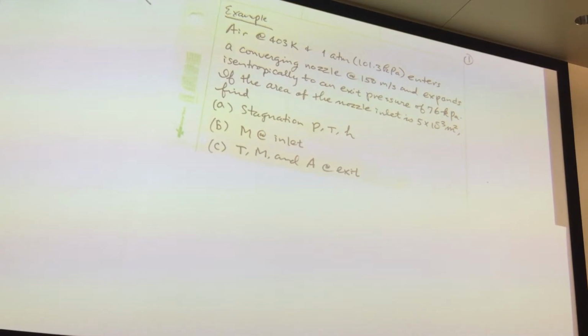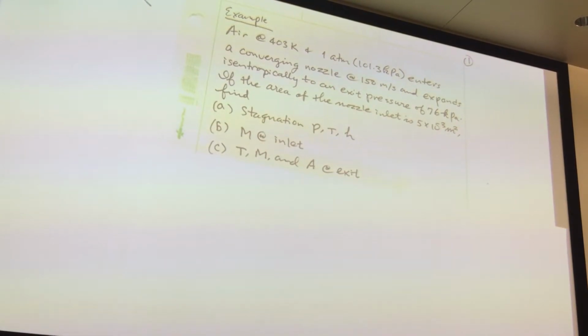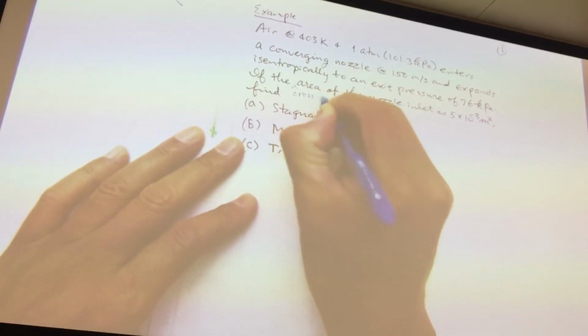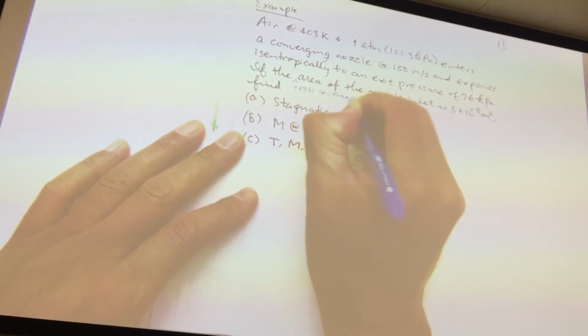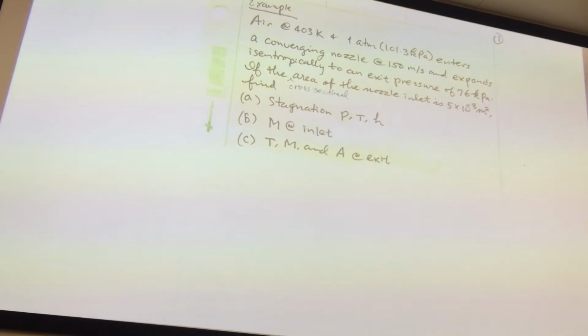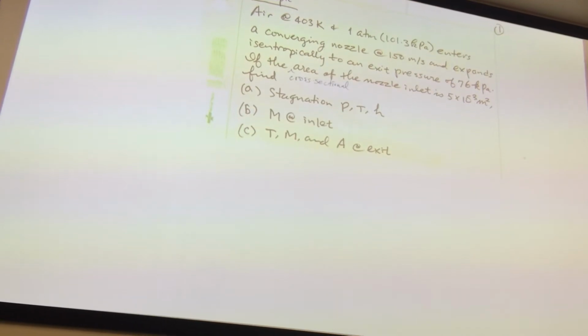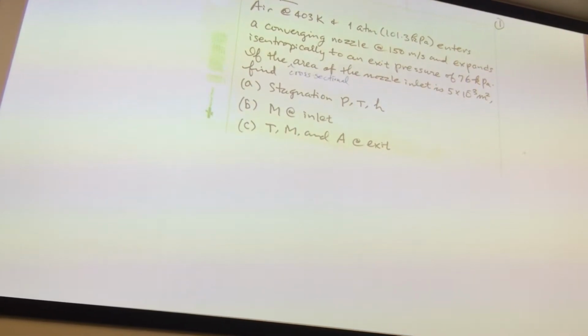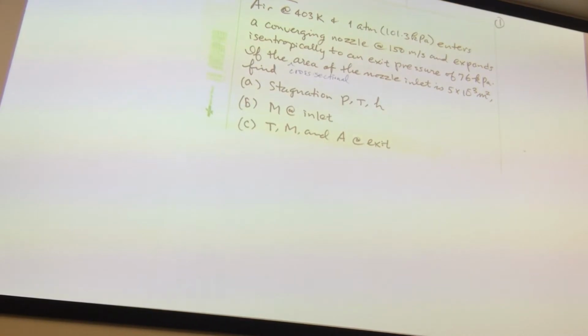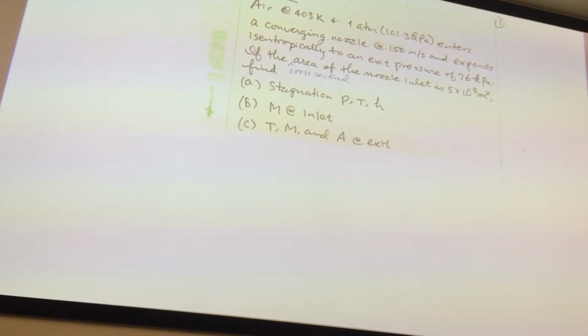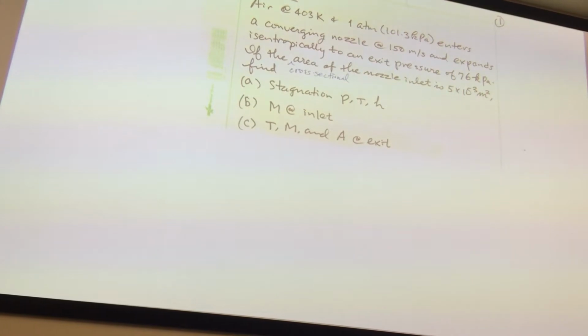If the cross-sectional area of the nozzle inlet is 5 times 10 to the power minus 3 meters squared. It's about 50 centimeters squared, right? Because you can convert it. So 50 centimeters squared is equal to pi r squared. So that's about a 4 centimeter diameter. Right?